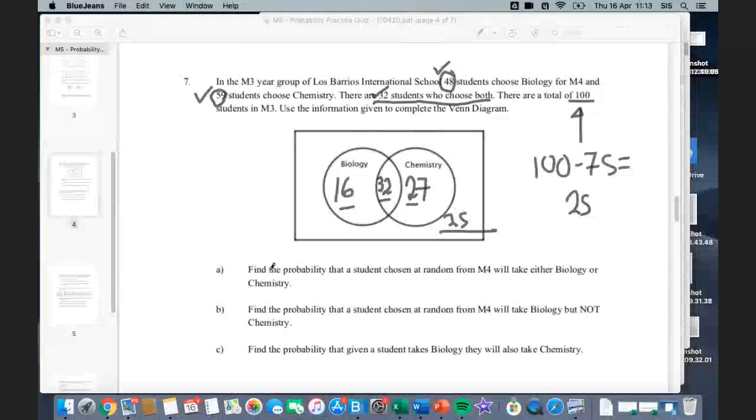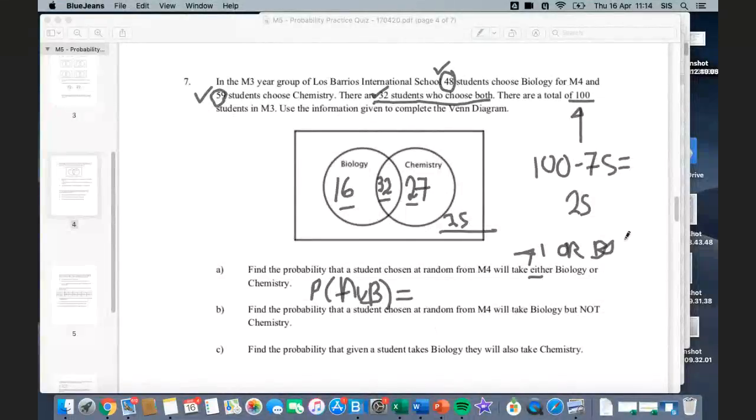That's the first step. Find the probability that a student chosen at random from M4 will take either biology or chemistry. Now if it says the word either, this is going to be the union probability of A union B. This means it's going to be anything in the 2 sections. Now again, a common error is made here. Either means either one or both. That means one or both. Please make a note of this if you struggle with this typically.